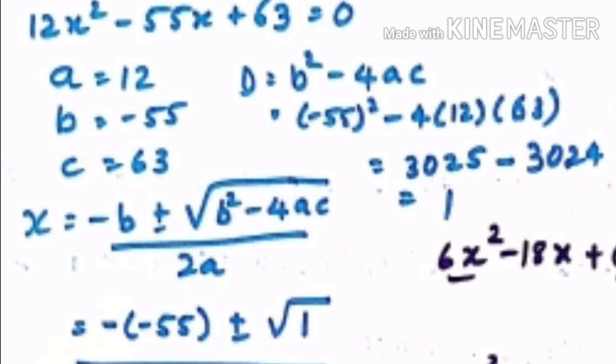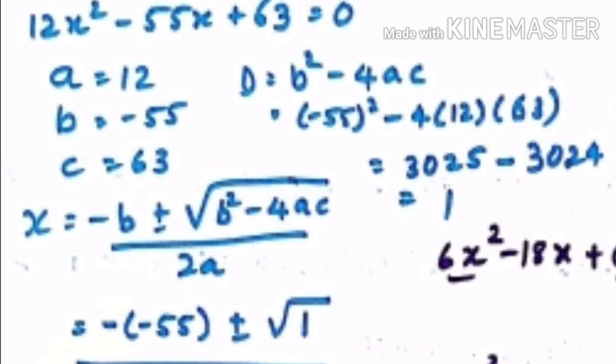Now place D is equal to b square minus 4ac, and then place the values: minus 55 square minus 4 into 12 into 63. So minus 55 square is 3025, and minus the multiplication of 63, 12 and 4 is 3024. So by subtraction the value is 1.